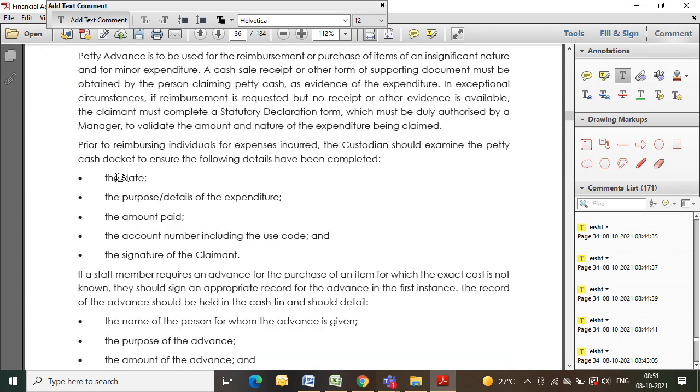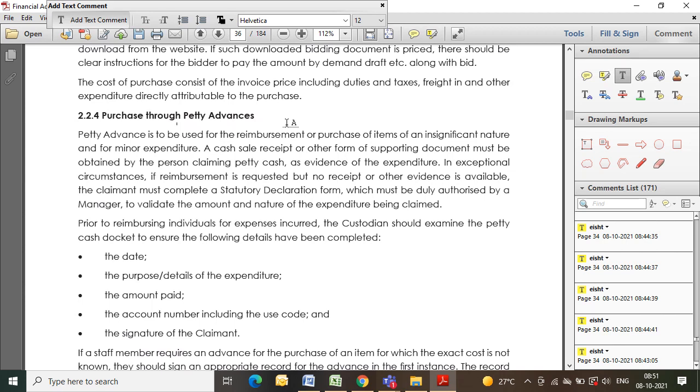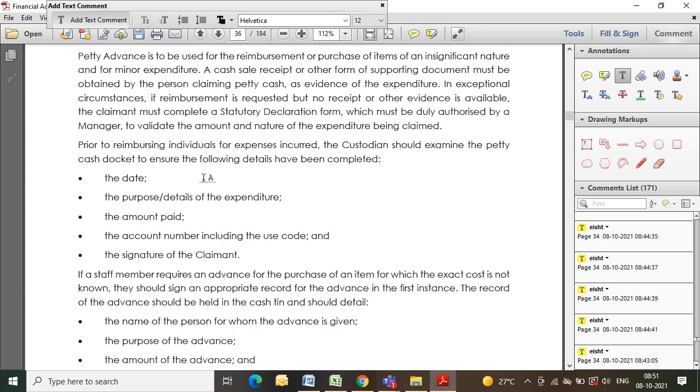So generally, if it is done by petty expenses, which means the company will give an advance, and basis that advance, the small unit will place an order, and the advance is to be adjusted once the material comes in. So what all details should be there? The date of purchase, the reasons, amount paid, the account number, and the details of the person who has taken the advance will also be there.